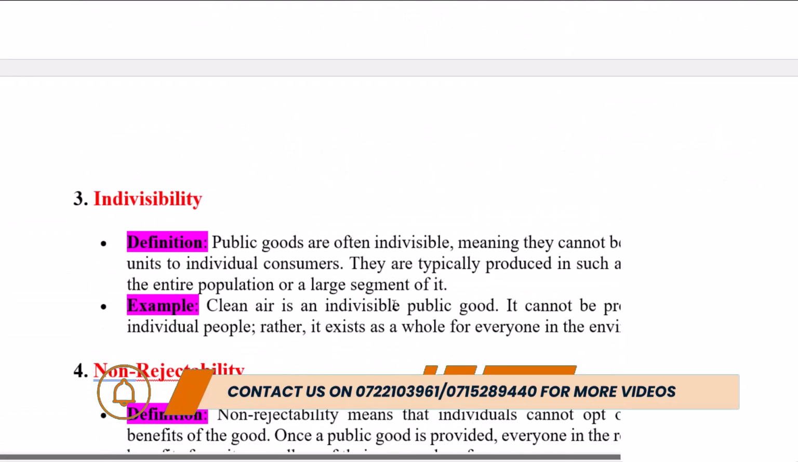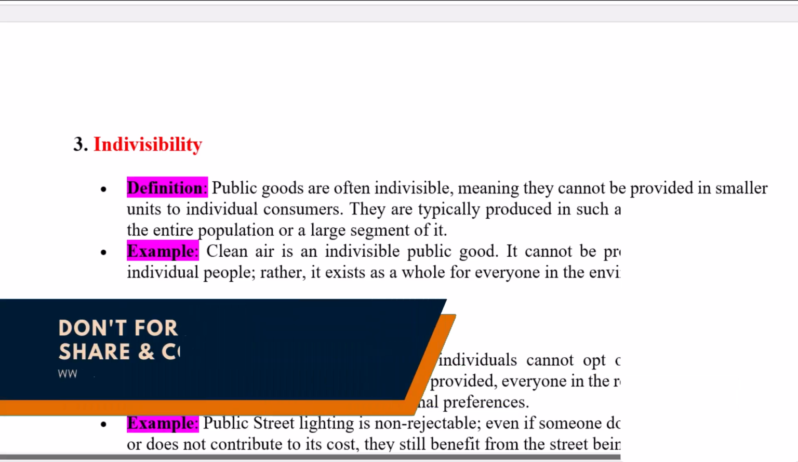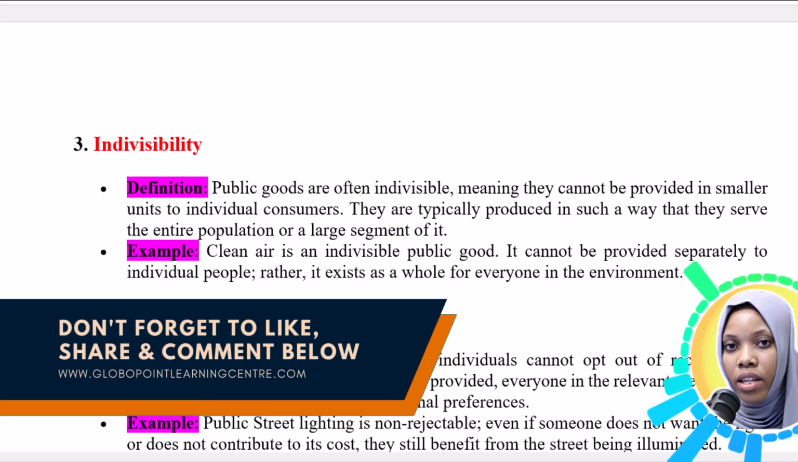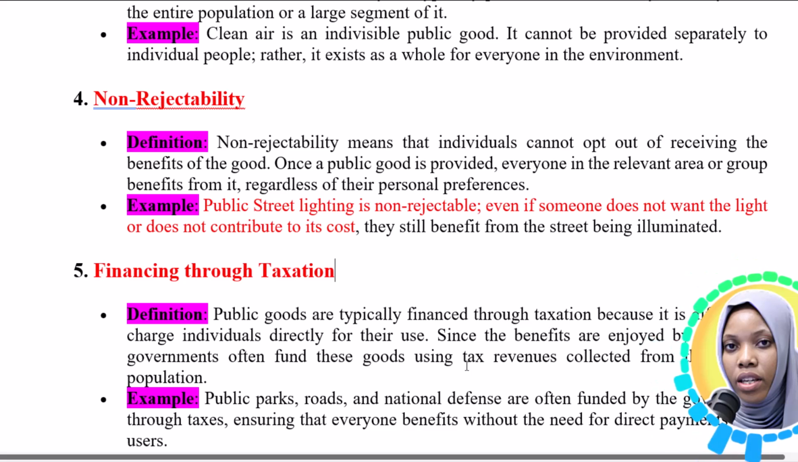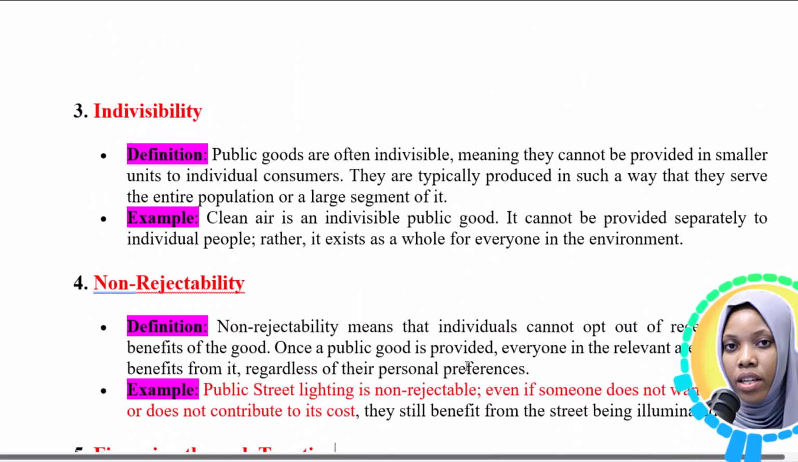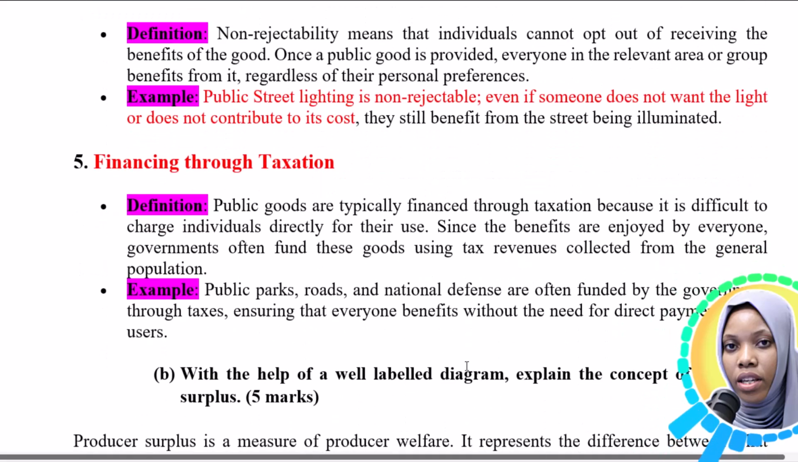Another characteristic of a public good is indivisibility. Public goods are often indivisible, meaning they cannot be divided into smaller units for individual consumers. Another characteristic is non-rejectability, which means that individuals cannot opt out of receiving the benefits of the good. An example is street lights: if someone does not want the light or does not contribute to its cost, they will still benefit from the street being illuminated. So you can't reject the provision of public goods.